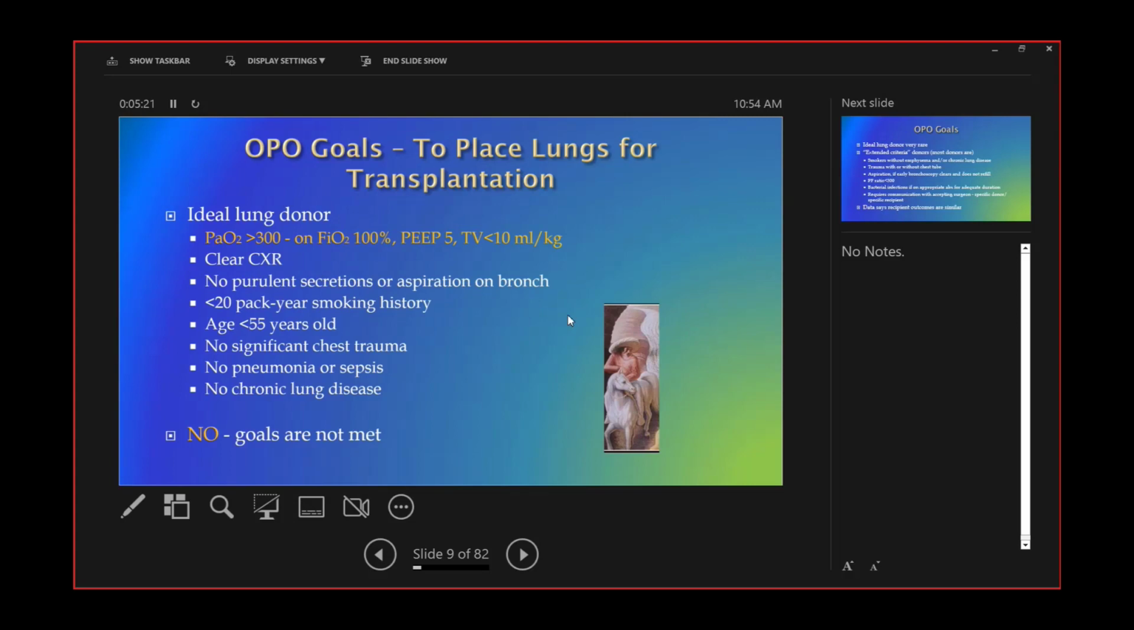Okay. But from an OPO standpoint, we have to place lungs for transplantation. So we need to think about what is the ideal lung donor. The ideal lung donor has a PaO2 of greater than 300 on 100% oxygen, so a PF ratio of greater than 300, on a PEEP of 5 and a tidal volume of less than 10 per kilo. Has a clear chest X-ray, no purulent secretions or aspiration on bronchoscopy, less than a 20-pack-year smoking history, less than 55 years old, no significant chest trauma, pneumonia, sepsis, or chronic lung disease. So from an OPO perspective, your goals are not met.